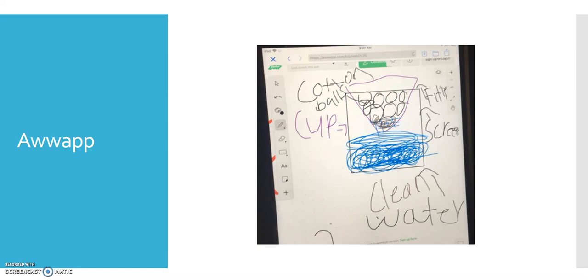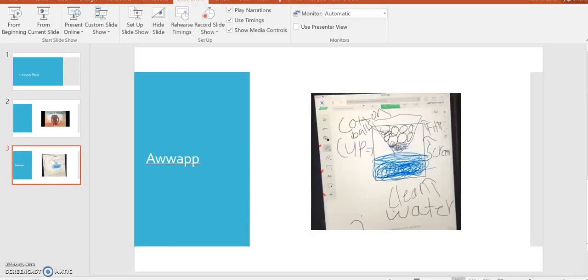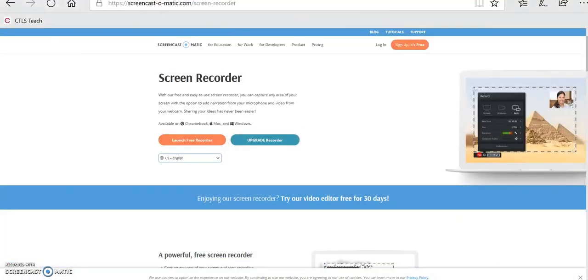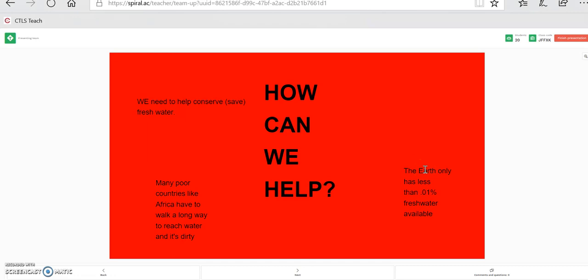So after they collaborated, they did really enjoy being able to draw together and share their ideas. And they were sitting in groups, so they were both talking about it and sharing it visually, which was great for my more diverse learners. After this, then they actually got the materials and made their filters, and we tested them. And the last thing that they did, let's see if I can get out of here, they went into the Spiral app and they collaborated again to make their presentations.